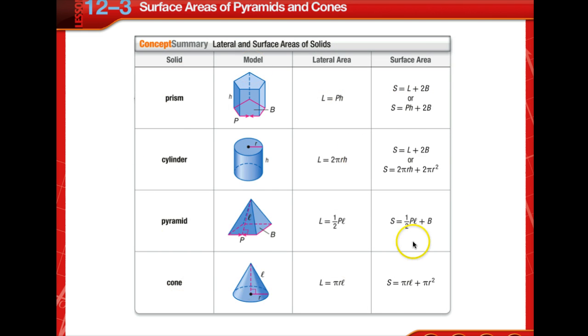This is a concept summary of the formulas for a prism, a cylinder, pyramid, and cone, both lateral area and surface area. So this would be handy to have in your notes. Watch out, the bases of right prisms and right pyramids are not always regular polygons. Okay, when you get this copied in your notes, you're ready to begin the assignment.